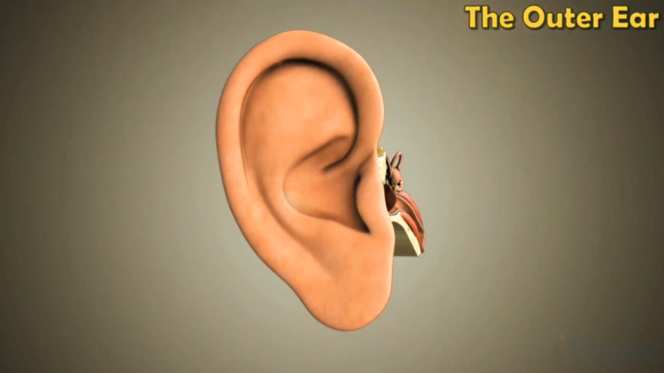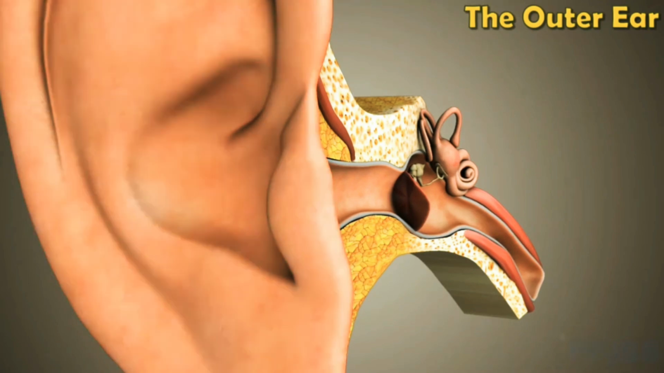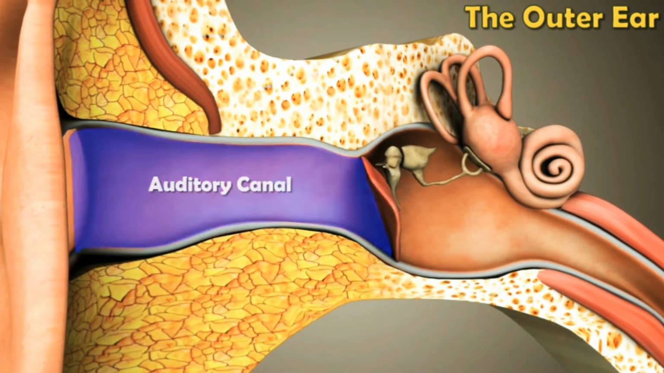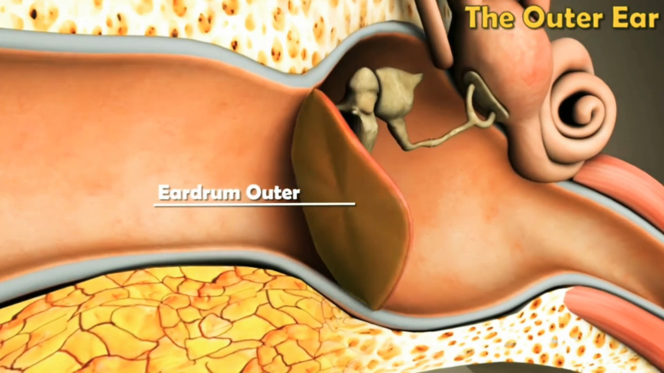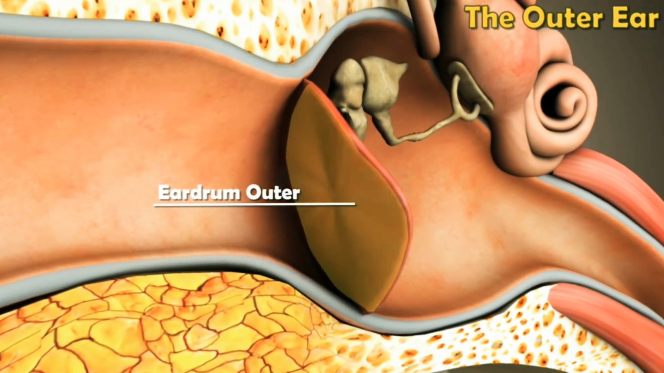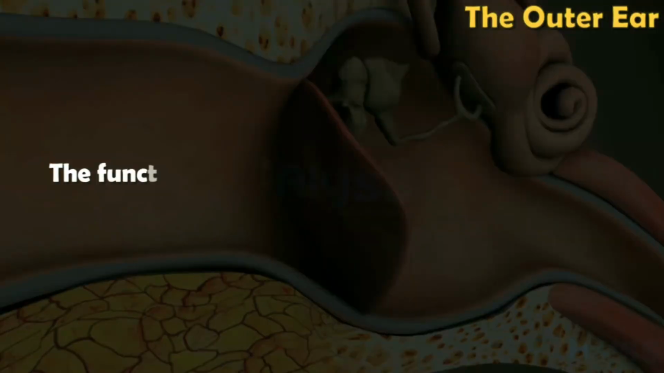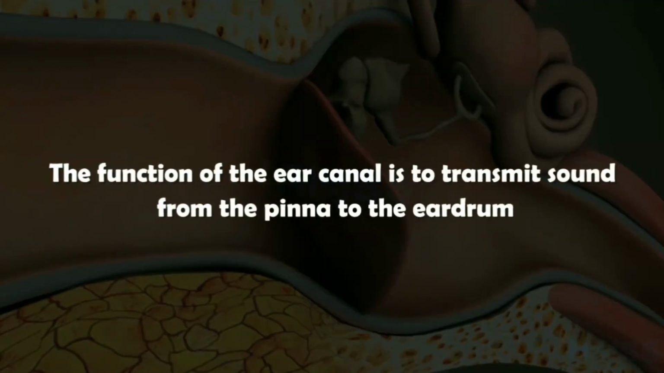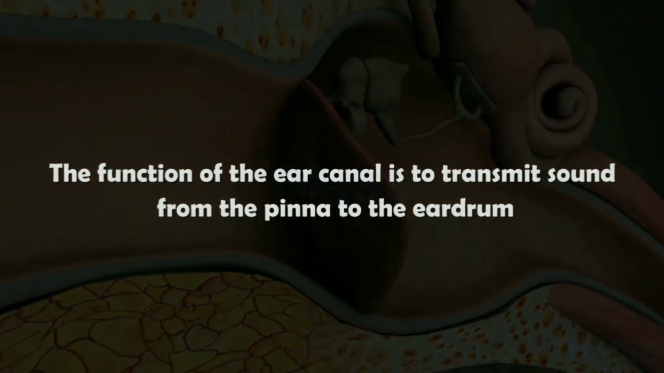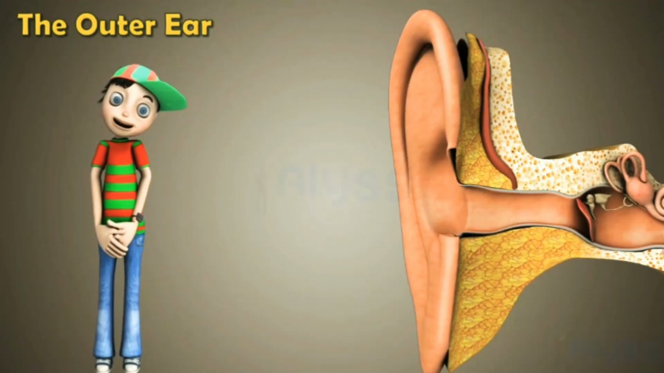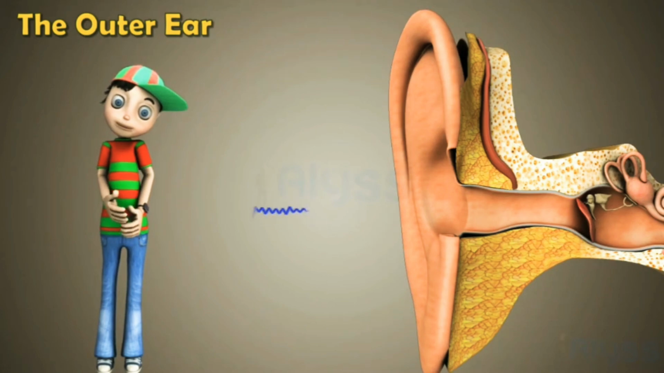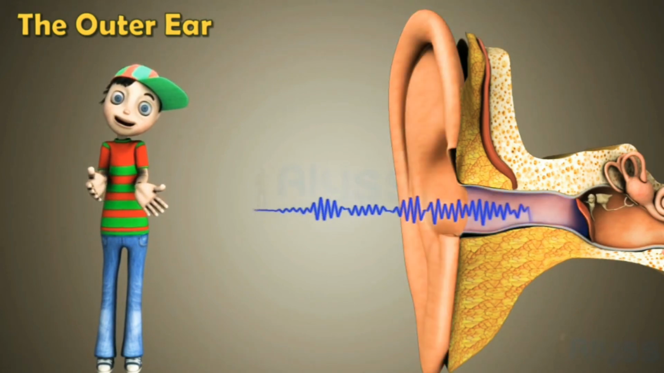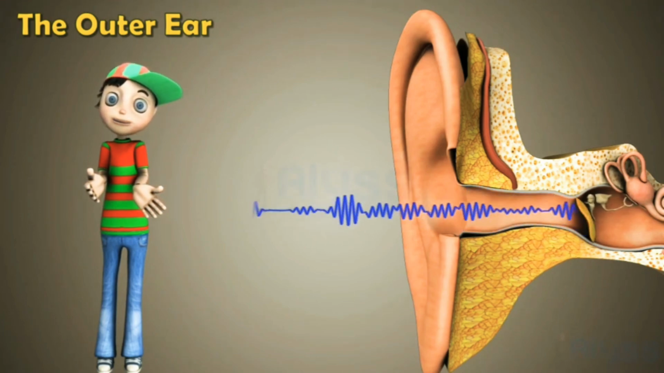Once the sound waves have passed the pinna, they move 2 to 3 centimeters into the auditory canal before hitting the eardrum, which is also known as the tympanic membrane. The function of the ear canal is to transmit sound from the pinna to the eardrum. So, the outer part of the ear collects sound from the surroundings that travels through the auricle and the auditory canal, a short tube that ends at the eardrum.